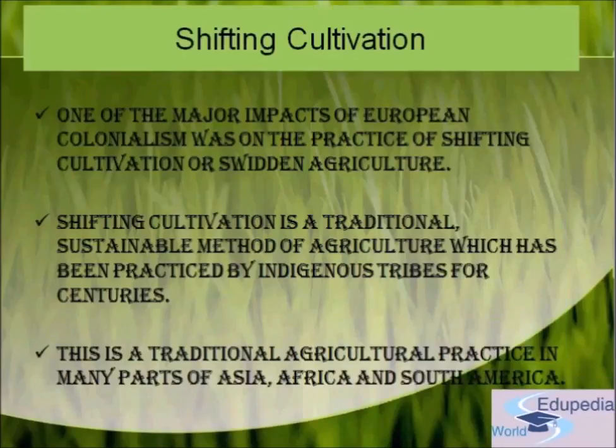Now, what is shifting cultivation? One of the major impacts of European colonialism was on the practice of shifting cultivation. It is also known as swidden agriculture. Shifting cultivation is a traditional sustainable method of agriculture which has been practiced by indigenous tribes for centuries. This is a traditional agricultural practice in many parts of Asia, Africa and South America. So this is basically practiced by indigenous tribes of various countries in Asia, Africa and South America, and it is very primitive as well.